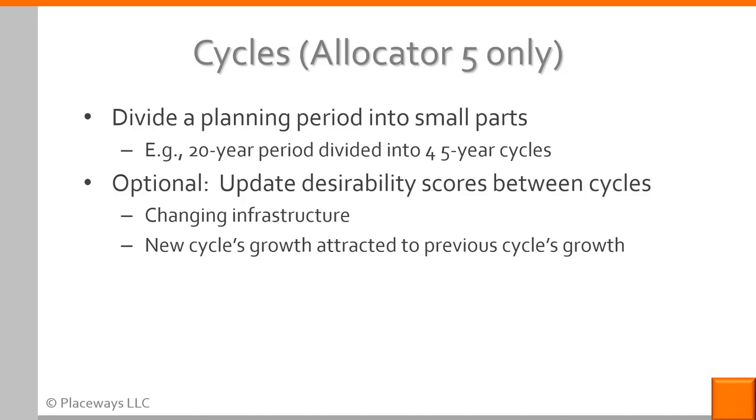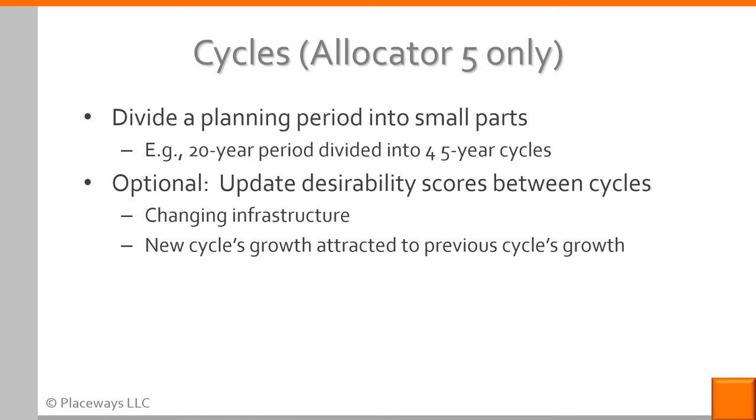In Allocator 5, you have the option to divide your allocation into smaller periods called cycles. For example, you could split 20 years of development into 4 or 5-year cycles and get reports on the progress at each stage. Also, you can update desirability scores between each cycle. There are 2 main reasons for doing this.